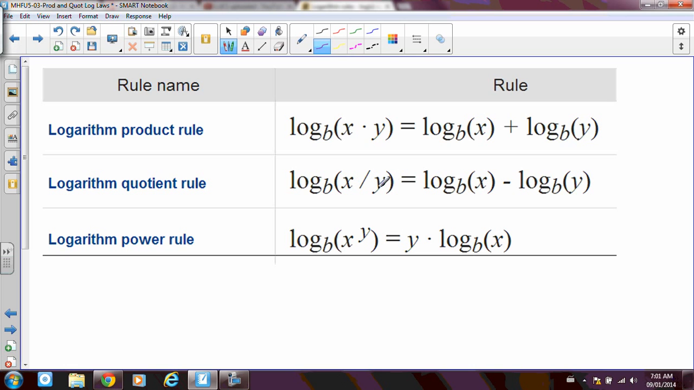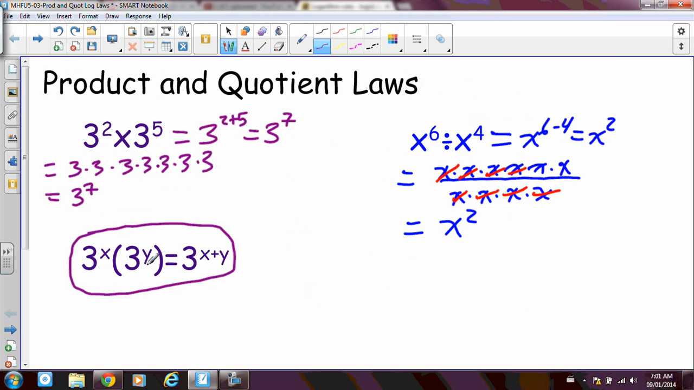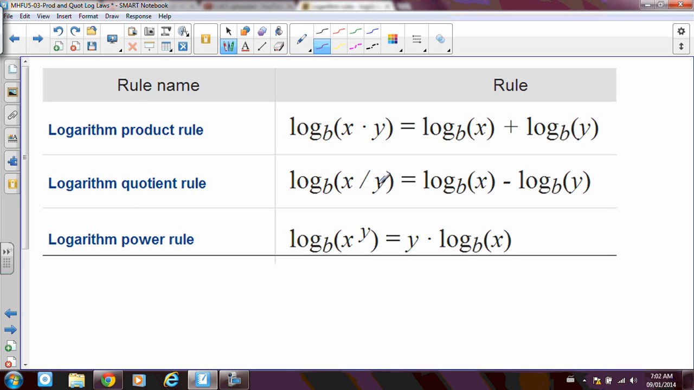Similarly, there is a quotient rule. If I'm dividing here, subtracting here, just like on that very first page, when I'm dividing, I subtract my exponents. I keep stressing the log is the exponent. And then I just included this because it was right there as well.